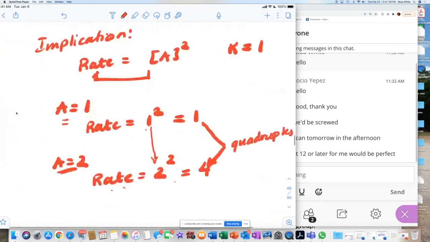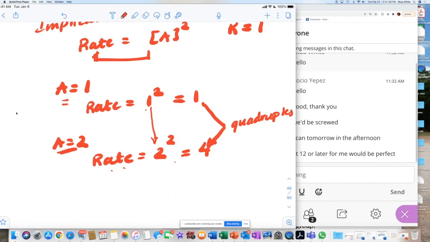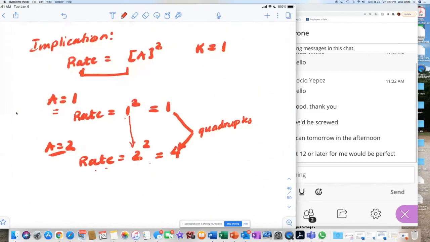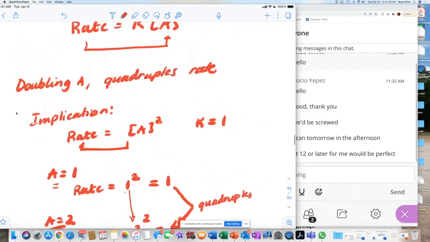Okay, now that we know the implication, doubling A doesn't double the rate, it quadruples it. It's like it doubles it twice. And in the end, what we see is quadrupling, okay? If you triple this, it will make it times 9, which I don't know what that word is in the quadruple version, but yeah. Okay.